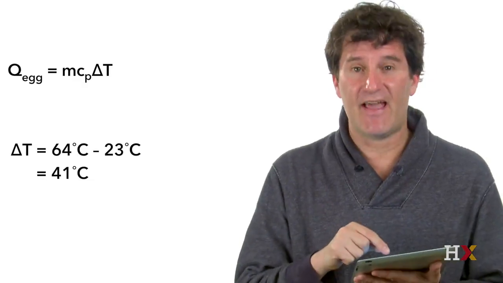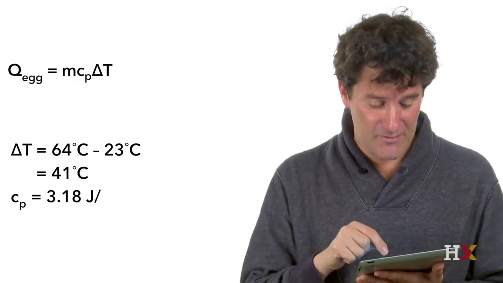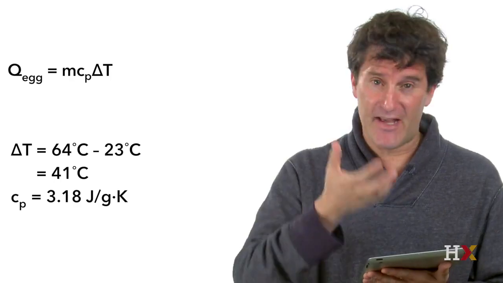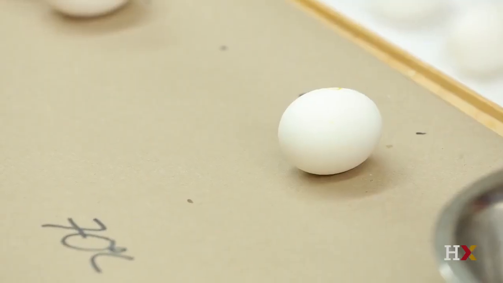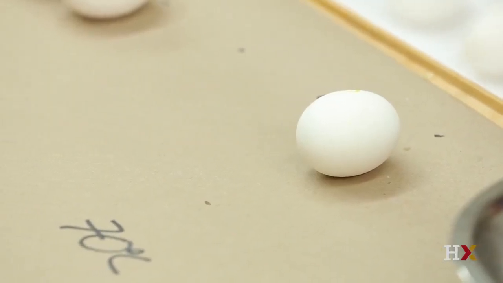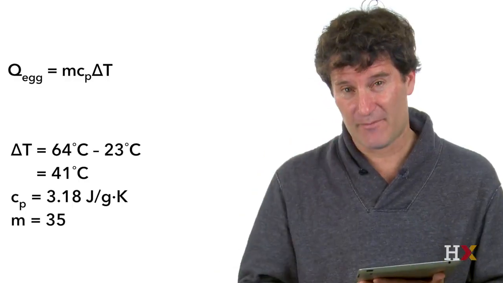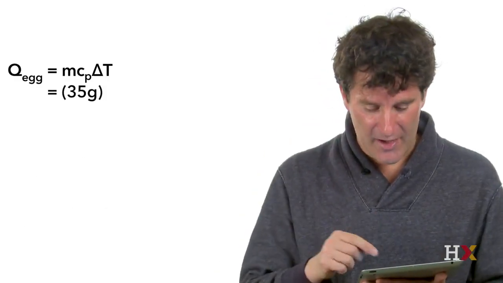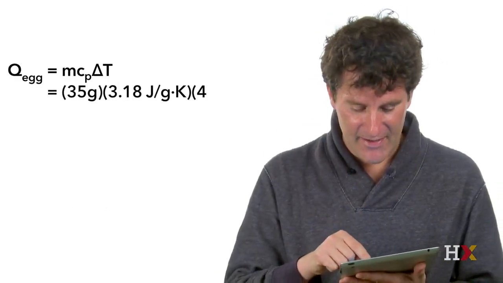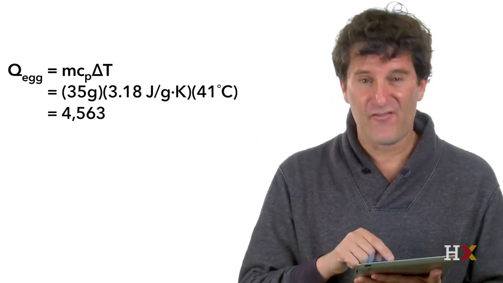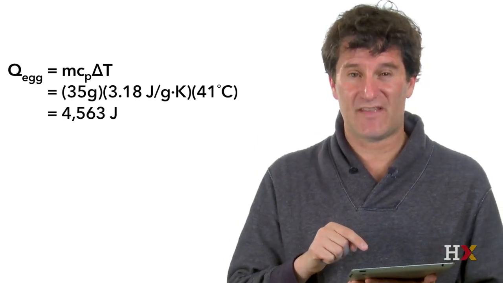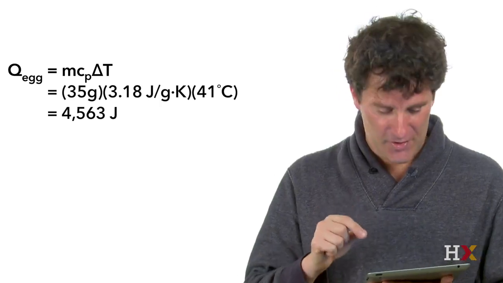The specific heat of an egg is 3.18 joules per gram per degree Kelvin. And the mass of an egg really depends on your egg. You have to weigh it. I just weighed this egg, and it turns out that it weighs 35 grams. If I multiply this all out, the energy for an egg is 4,563 joules. That's how much energy it costs to cook a perfect egg.